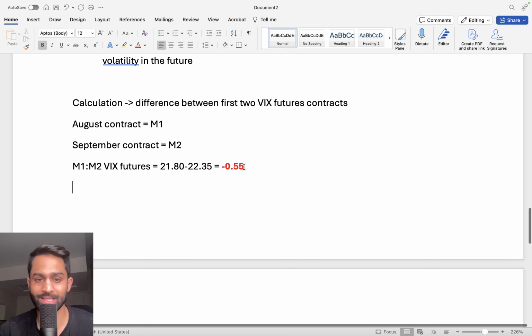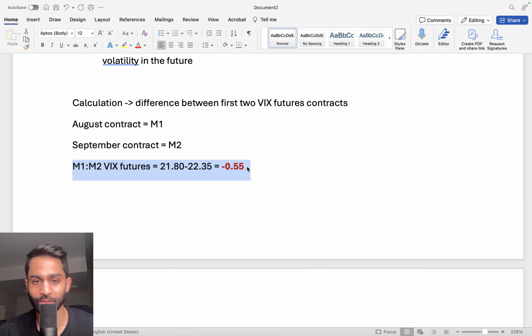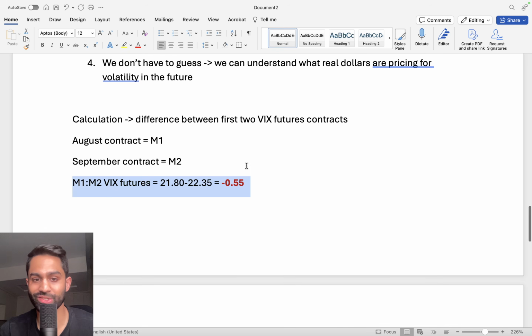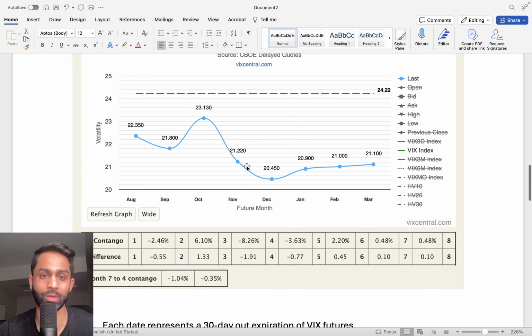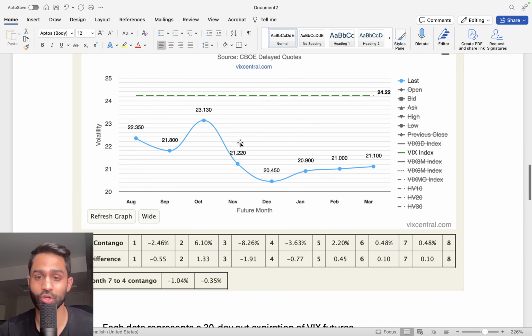Now, the moment this number starts to turn positive, that is when we're going to see the backwardation starting to flip towards contango, where the curve is going to start to normalize a little bit. And really what we're waiting for is this curve to start becoming upward sloping again. Right now we do have October futures priced at 23. So the market's pricing in volatility for the next couple of months, August and September, to come down and then spike again in October to as much as 23.